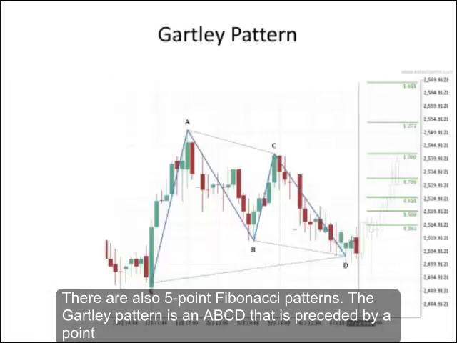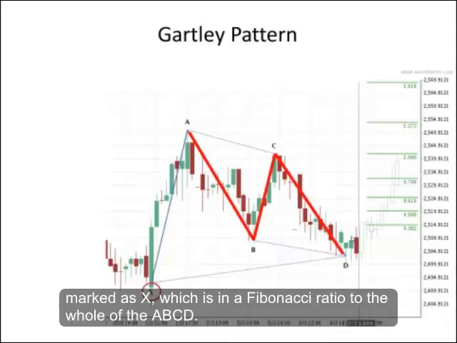There are also 5-point Fibonacci patterns. The Gartley pattern is an ABCD that is preceded by a point marked as X, which is in a Fibonacci ratio to the whole of the ABCD.